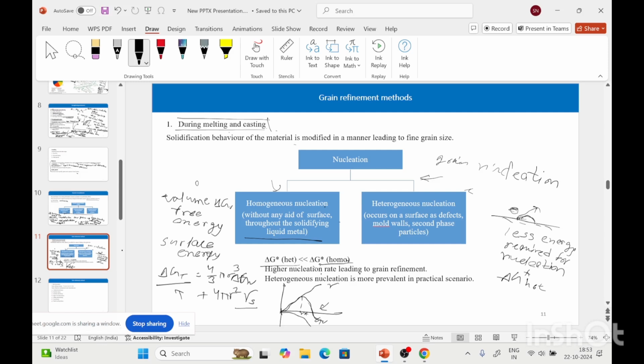Generally, heterogeneous nucleation is more prevalent in practical scenarios because the mold wall is already present for the nucleation, and some impurities are always present in the liquid metal. That leads to heterogeneous nucleation.